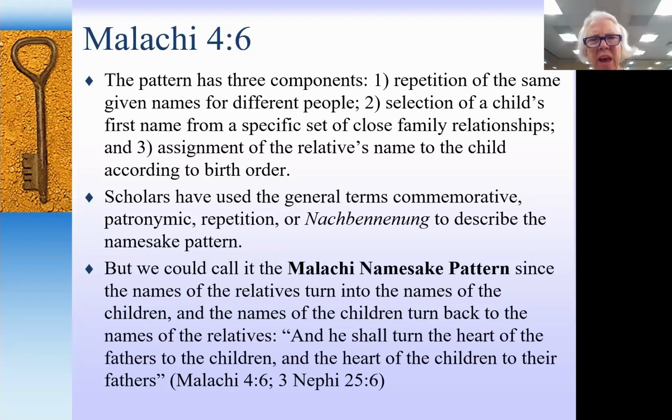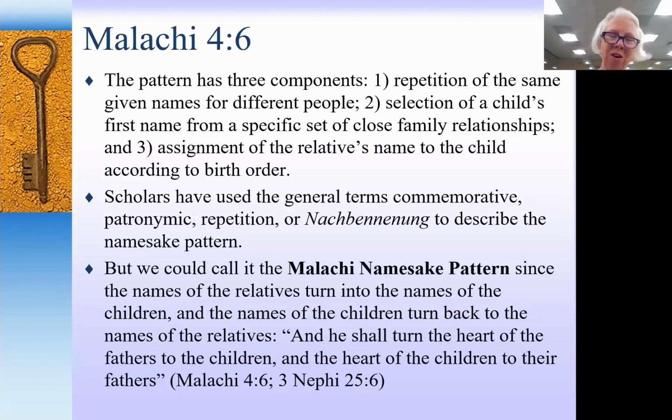Now, scholars have recognized this pattern, but there really wasn't a name for it. Some people call it the commemorative pattern. Some people call it patronymic, which is inadequate. Some people just call it the repetition pattern. In German, there was a name, Nachbenennung, to describe the namesake pattern, but I wasn't quite satisfied with any of those. And I decided to call it the Malachi namesake pattern based on a scripture in the Bible from Malachi, since the names of the relatives turn into the names of the children, and the names of the children turn back to the names of the relatives, which kind of matches that scripture.